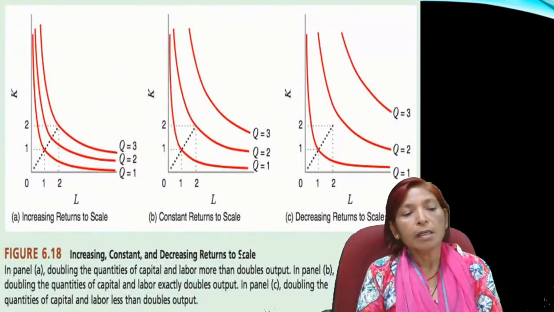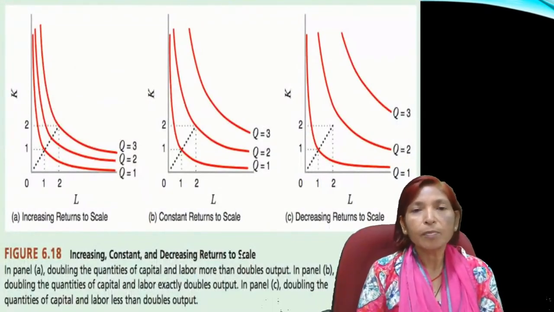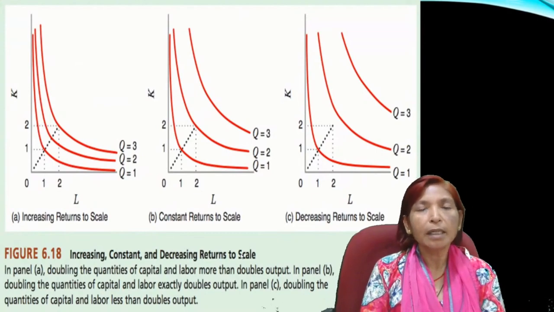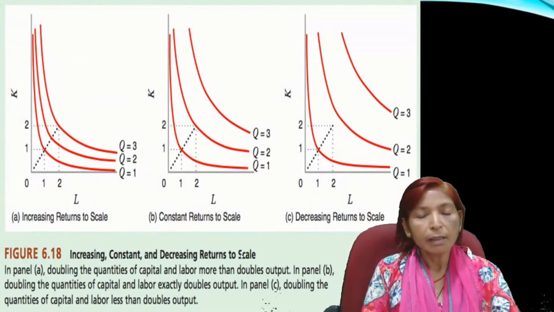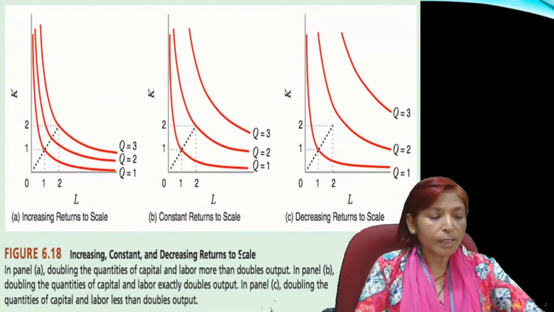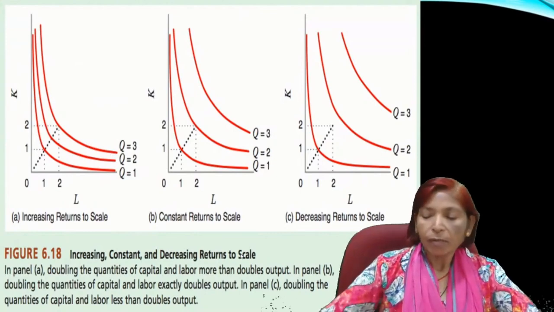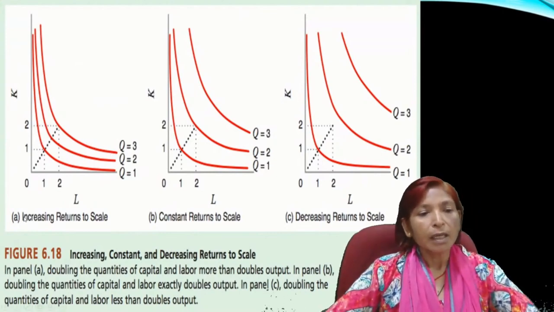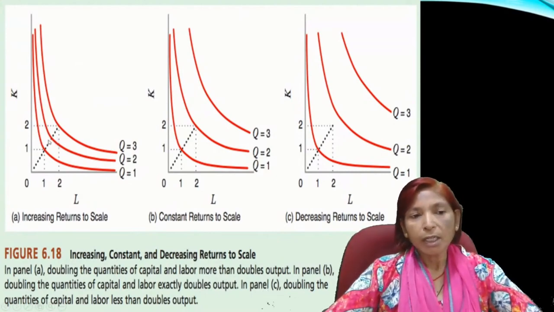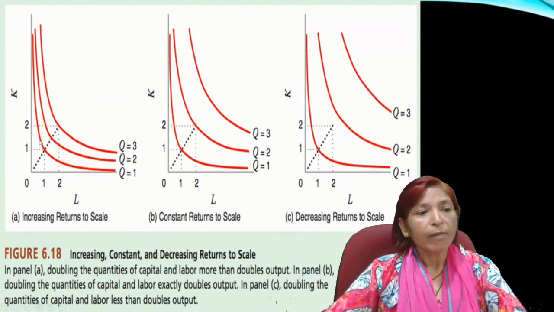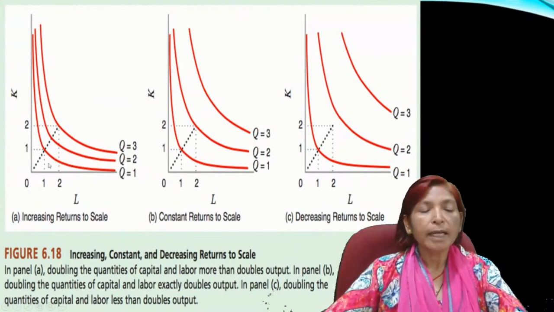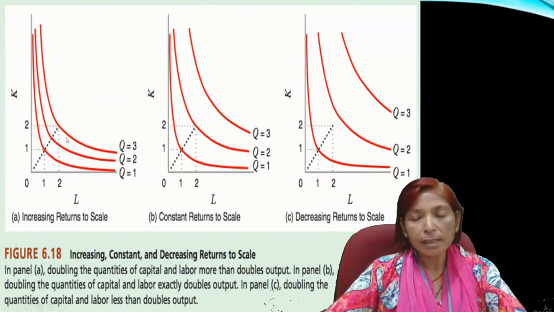Next, there are different scales of production. You know that there is increasing return, decreasing return, and constant return. There are three types of returns to scale stages. One is increasing returns to scale. At this stage, production in the beginning rises when we use less input but get more output. That is increasing return.